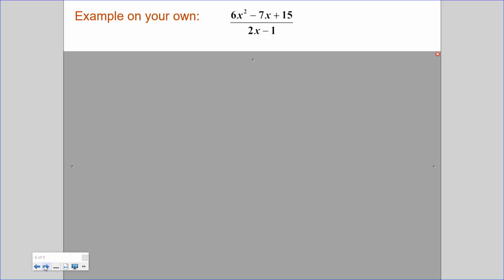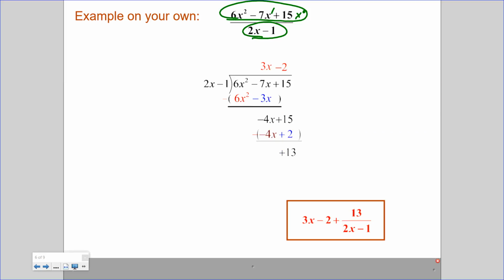Okay, so with this problem, hopefully you put the 2x minus 1 outside and the 6x squared minus 7x plus 15 inside. You'll notice that your numerator is not missing an x to an exponent term in the descending order. It goes 2, 1, 0. The exponent on this one's a 1. Remember, technically, there can be an x to the 0 there. So we are good. We don't need a placeholder in this example.